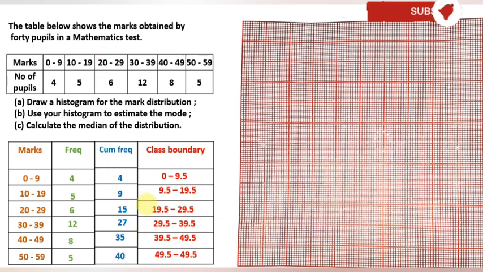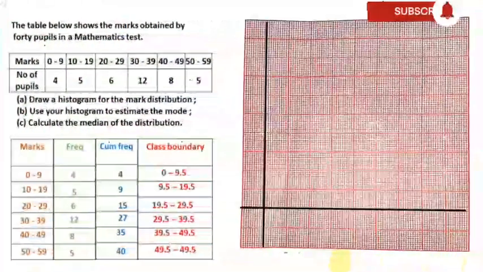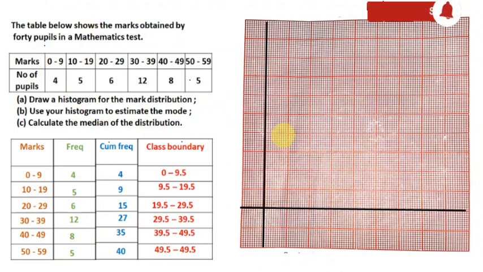Now we are going to plot the graph. Okay, now to plot or draw the histogram, we're going to use the class boundary versus the frequencies. Note I said the class boundary versus the frequency, not the cumulative frequency. So here we're going to choose a scale for the frequency. The highest value is 12, so I can fit a scale of, let's say, 2 cm to 2 units.